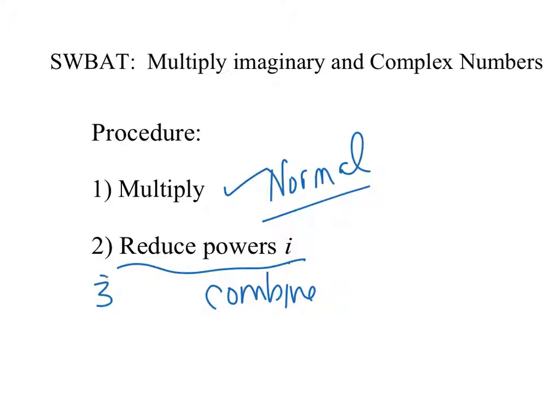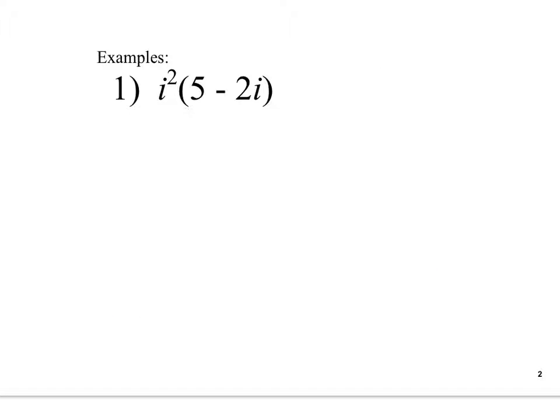Let's make a step 3. Combine like terms. Okay. All right, so the first example. The easiest idea is to multiply first. I could reduce that i squared right away, but it's just easier this way. You're just reducing extra time sometimes if you don't.